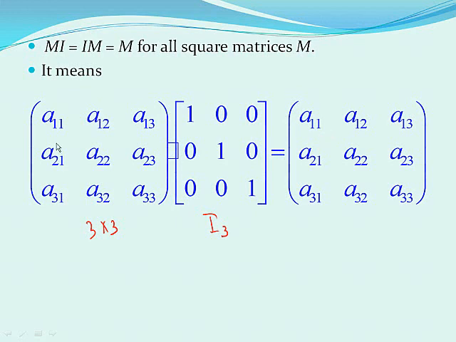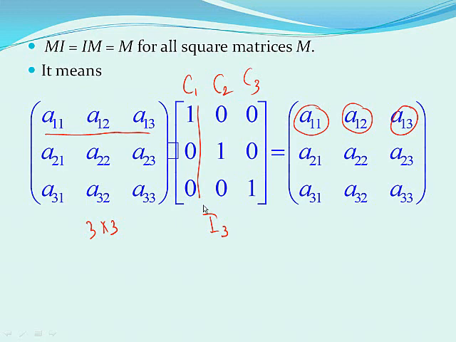So let's verify this. We take the first row and multiply with the first column. What we get is A11 multiplied with 1 plus A12 multiplied with 0 plus A13 multiplied with 0. That comes out to be A11. Then repeat with column 2: A11 multiplied with 0, A12 multiplied with 1, A13 multiplied with 0. So that will produce A12. Then column 3. We again get A11 times 0 plus A12 times 0 plus A13 times 1. We'll get A13. So we can verify the other entries too.